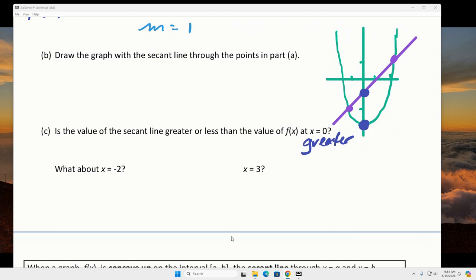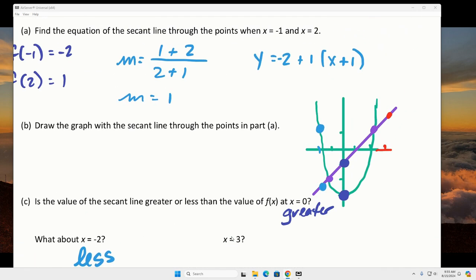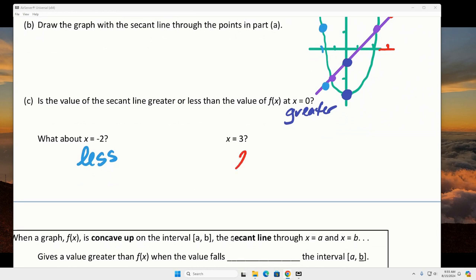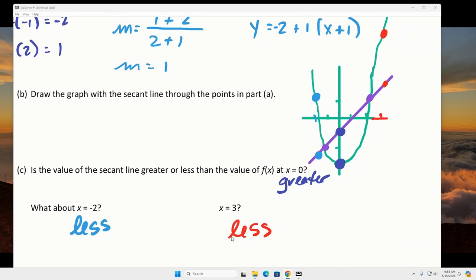All right, so I would say -2 would be about right here. There it is on my parabola. There it is on my secant line. This time, the secant line is less. And then 3. We're talking here, and then I would need to continue this up for a while. It's another situation where the secant line is less. Okay, does that make sense?